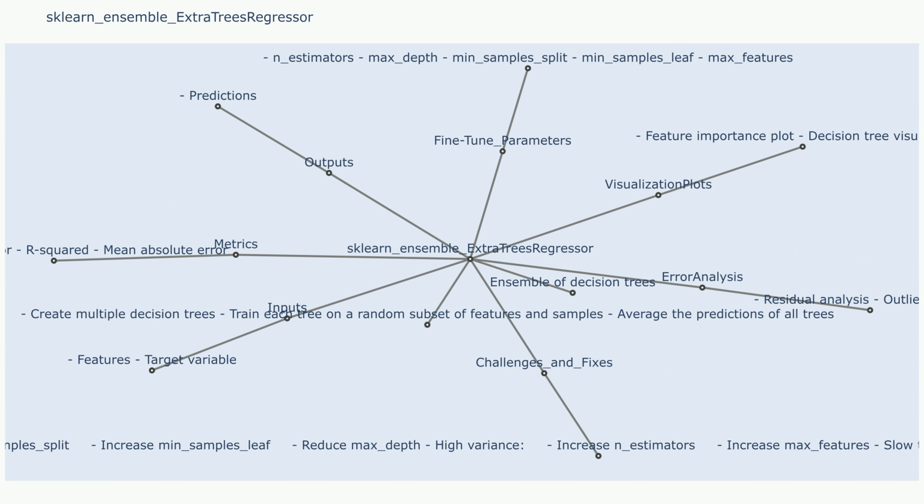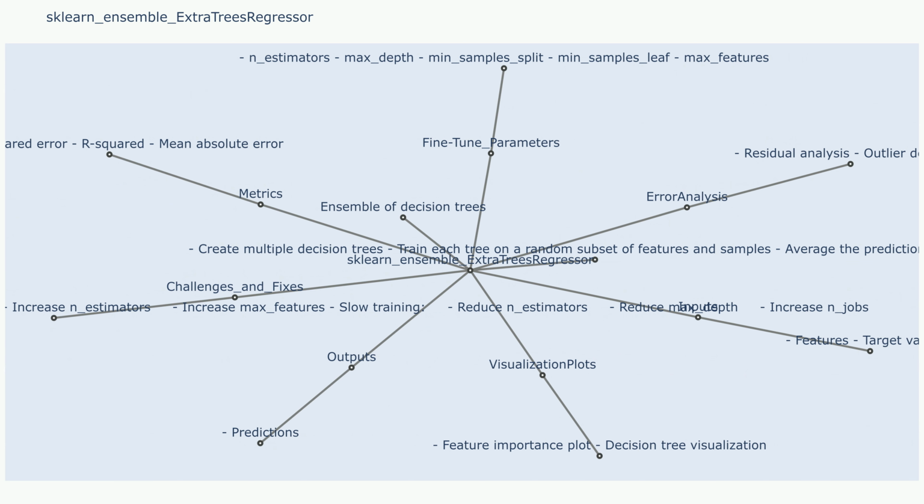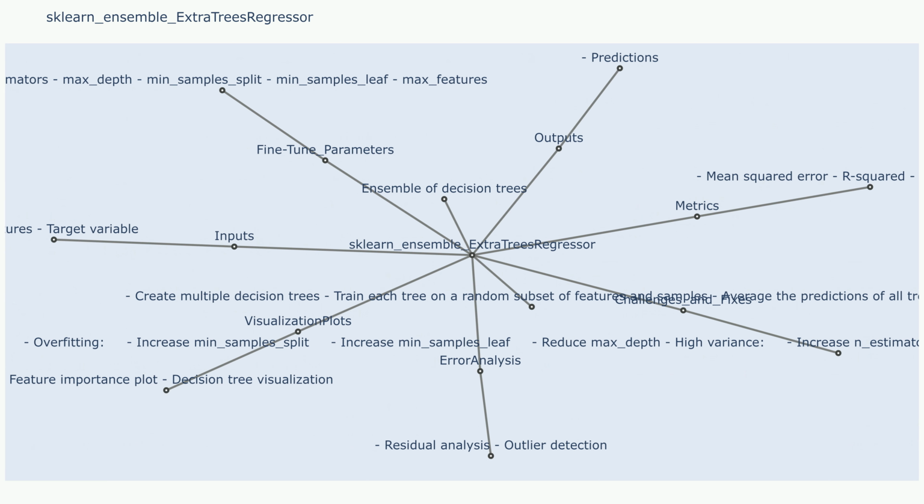Visualization plots. Feature importance plot displays the importance of each feature in the model's predictions. This plot helps identify the most influential features. Partial dependence plots visualize the relationship between a specific feature and the predicted outcome, while holding other features constant. It helps understand how changes in a feature influence predictions.